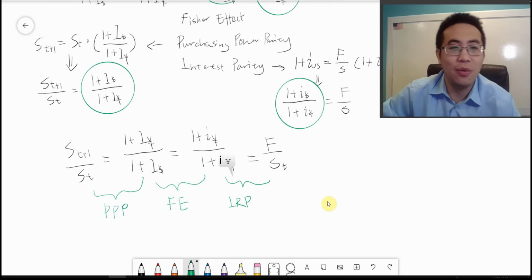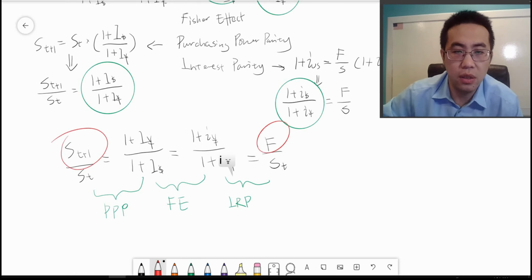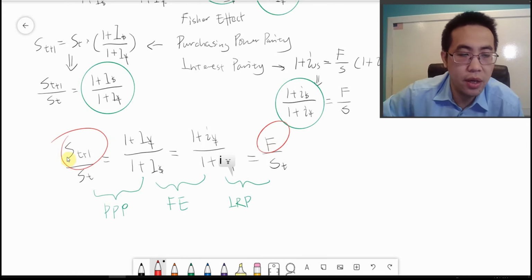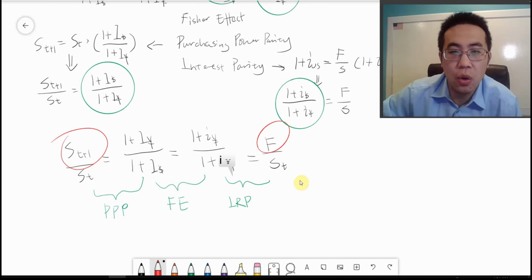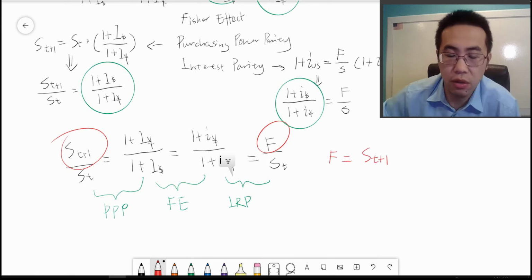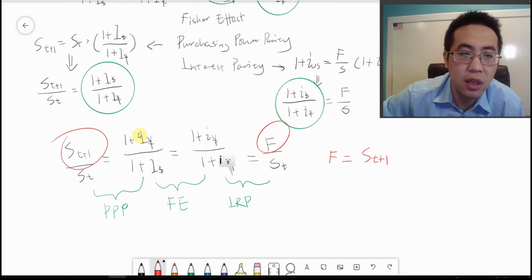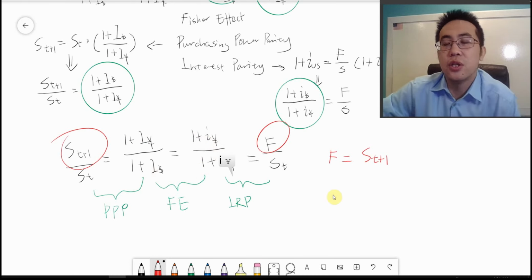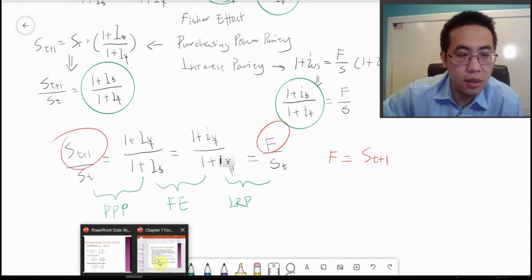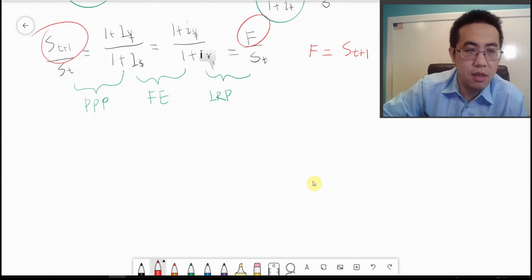Then what is the point? Why are we playing this math game? There's an implication here. Right here is a forward rate, and right here is the future spot rate. Based on the parity relationships, we would conclude that the forward rate is the best forecast of the future spot rate. That forecast is based on the consideration of inflation among two countries and also interest among two countries.